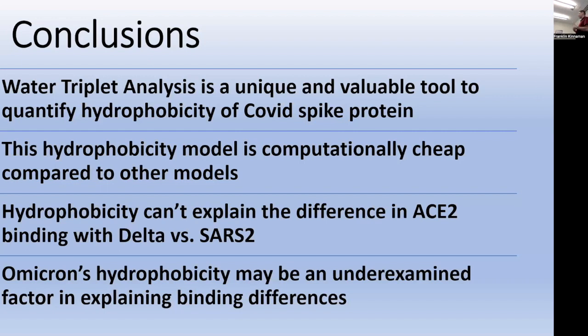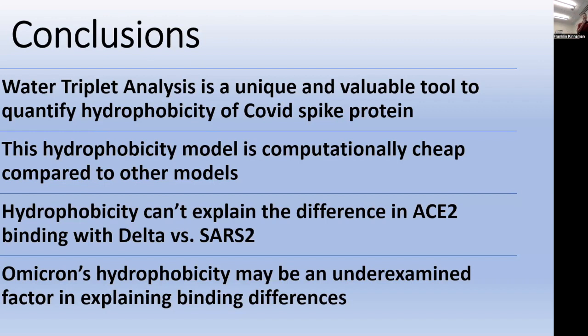So for me, the conclusions I was able to draw in this short fire hose of a summer, one is that the water triplet analysis, that form of computational analysis, seems to be a valuable tool to try to quantify the hydrophobicity in COVID variants. Next, the hydrophobicity model is computationally cheap compared to some of the other models. Sam was talking to me about some of the other research he and some of you have been involved in that use that computation that costs a lot more time to do, whereas many of these analyses would run in just a matter of minutes.